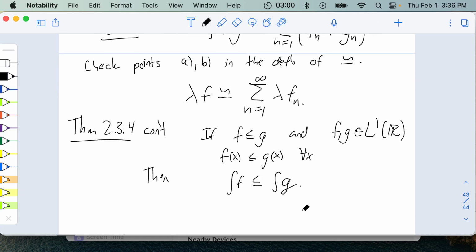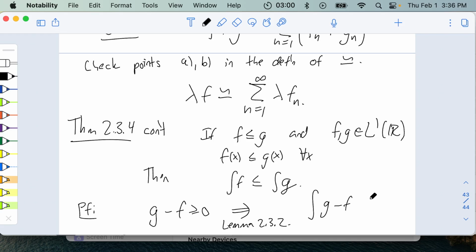And the way you prove this one is you use one of our lemmas from before. The proof: g minus f is greater than 0, and that means by lemma 2.3.2 that the integral of g minus f is greater than 0. And that will imply this thing, because we know you can add the integrals from what we did before.